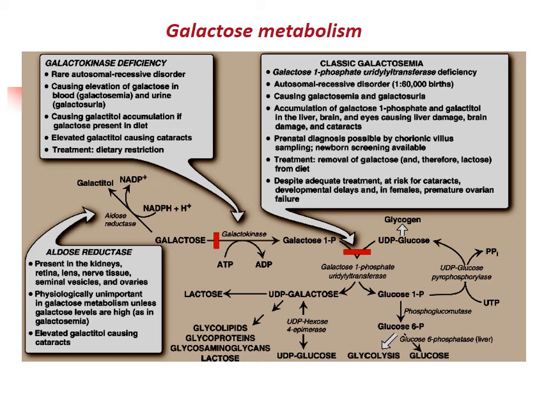The diseases associated with galactose metabolism. Classic galactosemia: galactose 1-phosphate uridyl transferase deficiency. It is an autosomal recessive disorder causing galactosemia and galactosuria. Accumulation of galactose 1-phosphate and galactitol in the liver, brain and eyes causes liver damage, brain damage and cataracts. Prenatal diagnosis is possible by chorionic villus sampling. Newborn screening is also available. Treatment is removal of galactose from the diet.